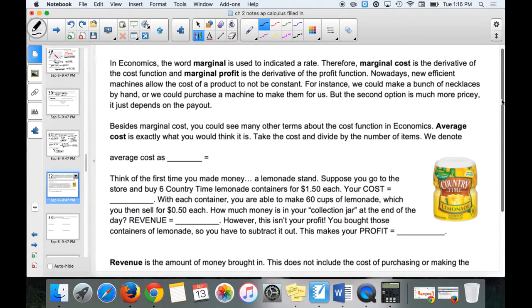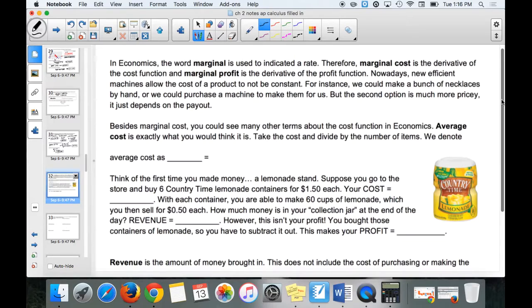Would she waste $10,000 on this machine? Probably not, unless she really plans on making necklaces for the next 5 years at least. Okay? So do you guys understand? There's benefits to purchasing machines to make the cost not as much. But sometimes when you purchase a machine, that makes your cost very, very expensive.